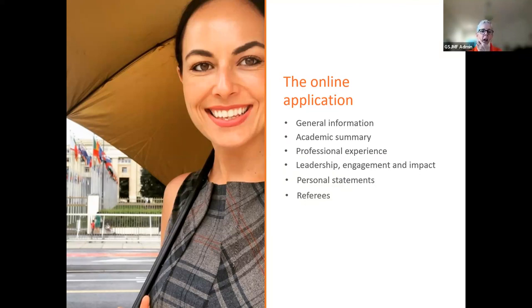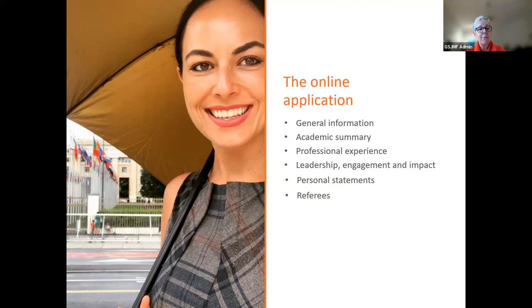Okay, so what does the online application look like? These are the sections that are in the application, and it's pretty standard, really. You can see general information, academic summary, which includes a transcript of your results, any relevant professional experience, and then those key criteria, leadership, engagement, impact, and you're required to write a short piece on a number of aspects of those criteria.